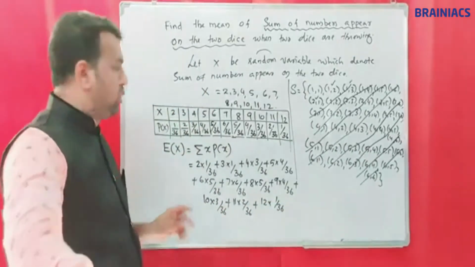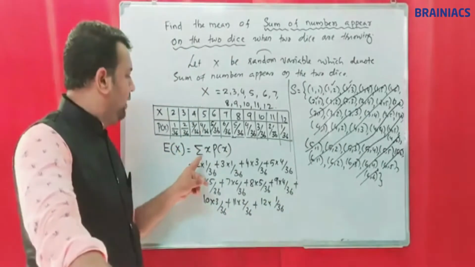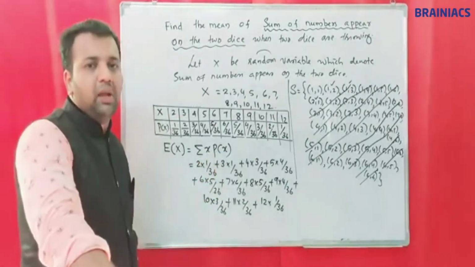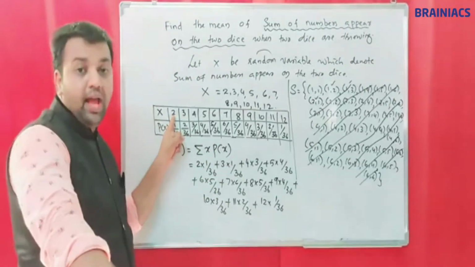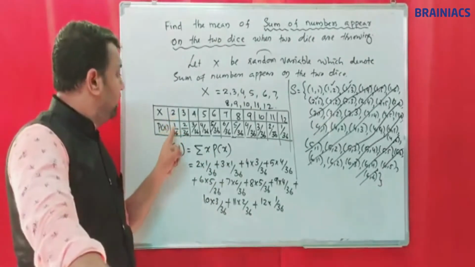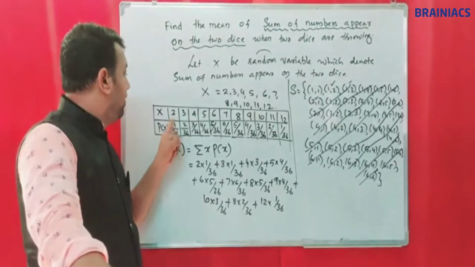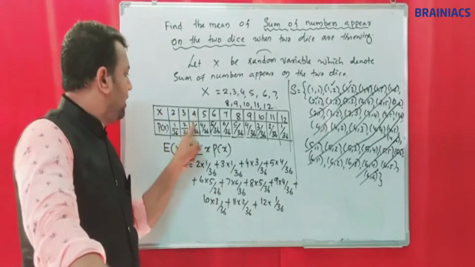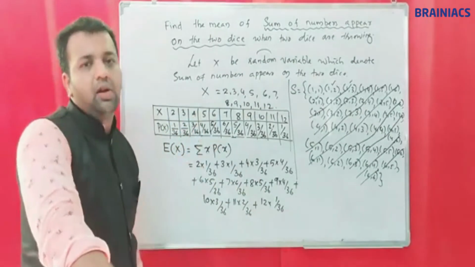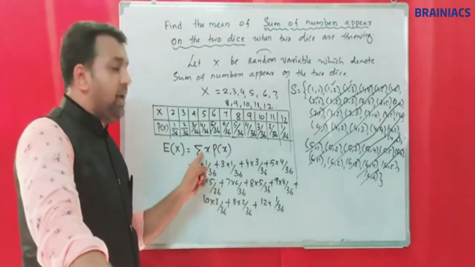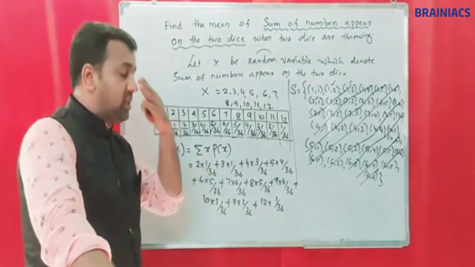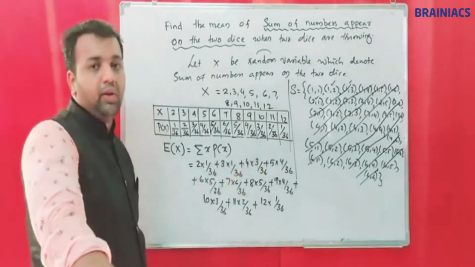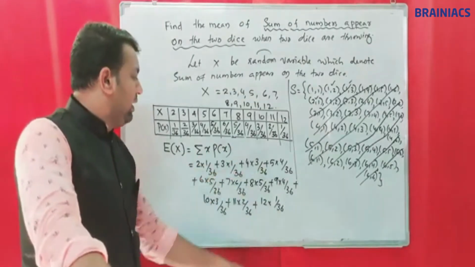So we know that to find out expectation of x, we can use this result, sigma x into p of x. X into p of x means multiplying each random variable value with its corresponding probability. So 2 into 1 by 36, that is x into p of x. And again 3 into 2 by 36, 4 into 3 by 36, 5 into 4 by 36, etc. And sigma means taking the sum of the products, so we use plus. Okay, so we can find out the sum of these values.